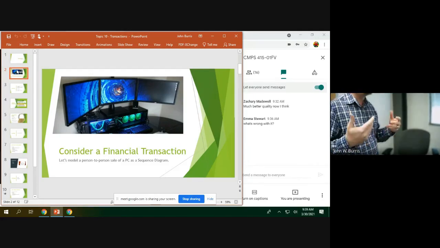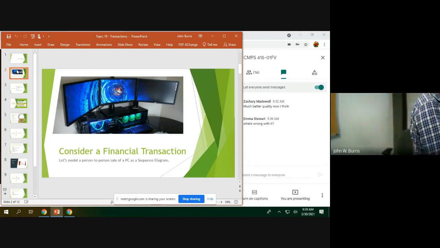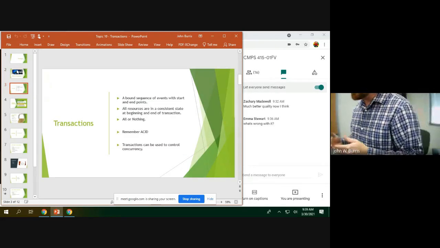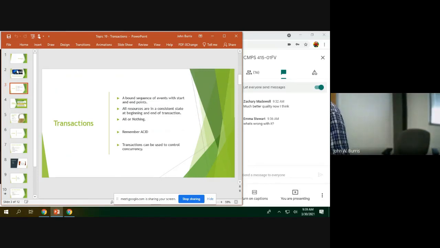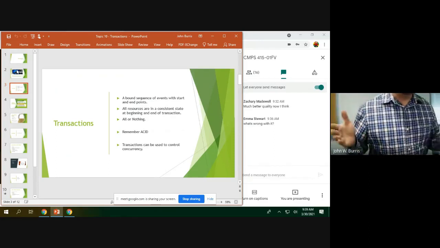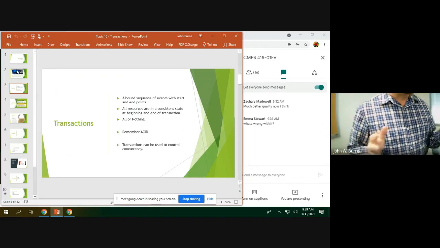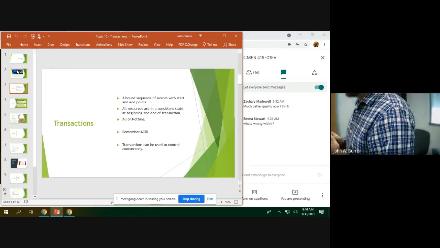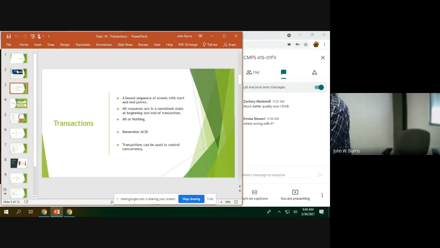If we were to model what we just talked about as a sequence diagram, with the exception of bargaining, this is what happens in a regular online transaction. A transaction, by definition, is a sequence of events that is bounded, a starting point and an ending point, and all of the resources involved, which means what you're selling, what you're buying, and the money exchanged for that, all of that stays in a very consistent state. But we're going to talk about this in great detail.